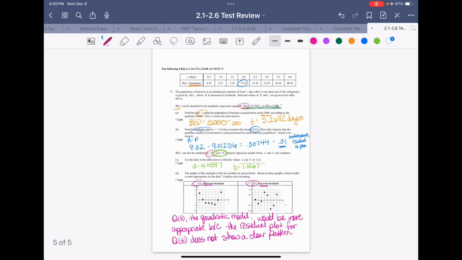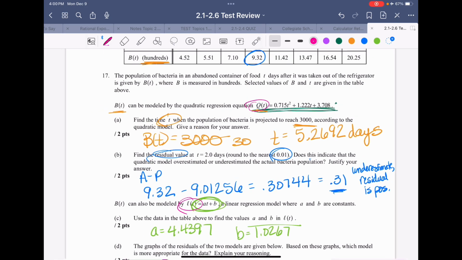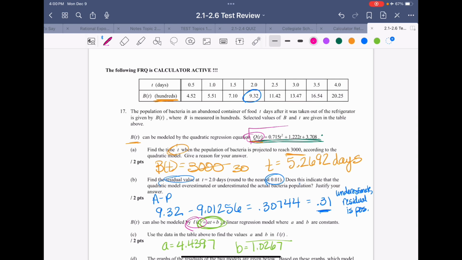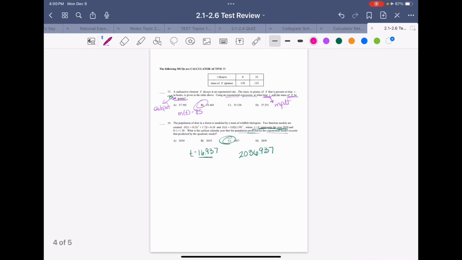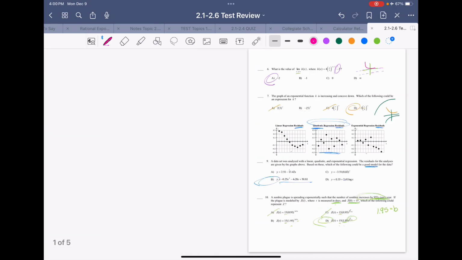And that is it. So make sure that you can find your regressions, even if it's not given to you, that you can find it and you can use it. You can pay attention to units. You know if you're using the inputs or the outputs. You know how the residuals work. You got this, okay? So do your best.